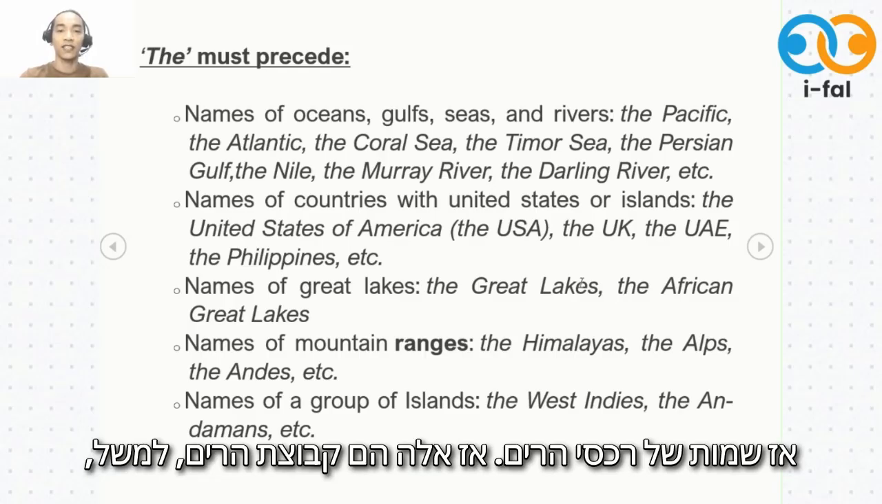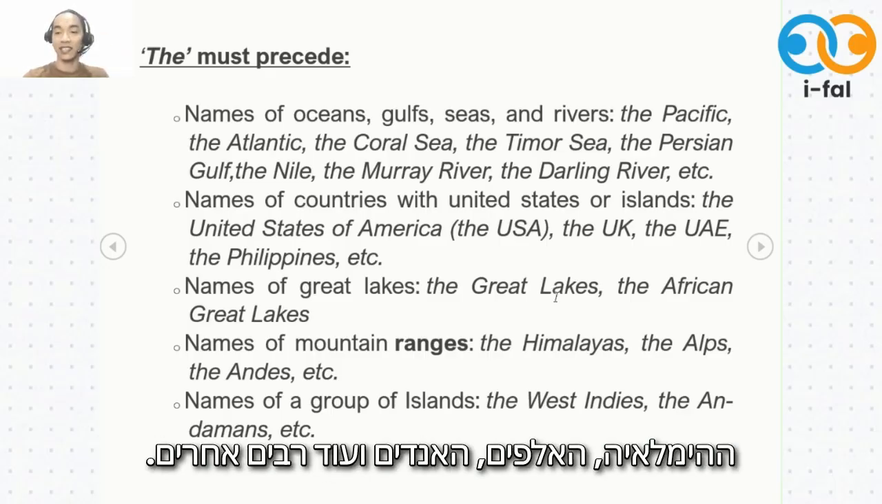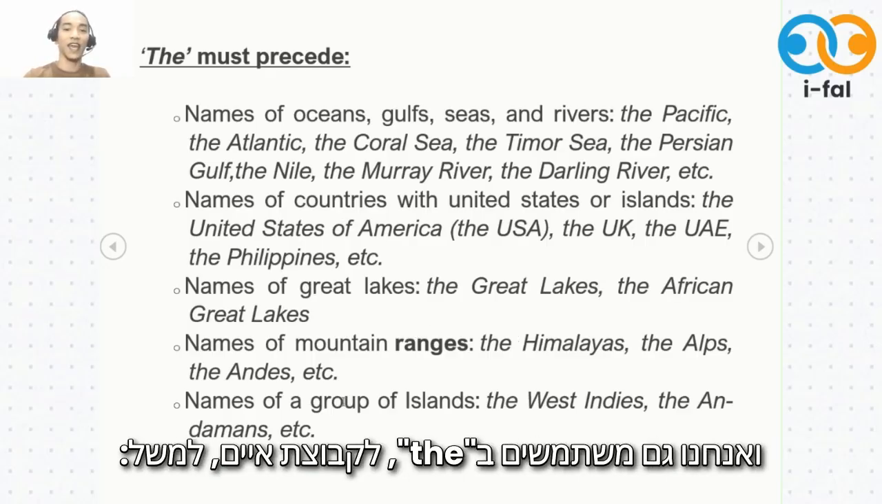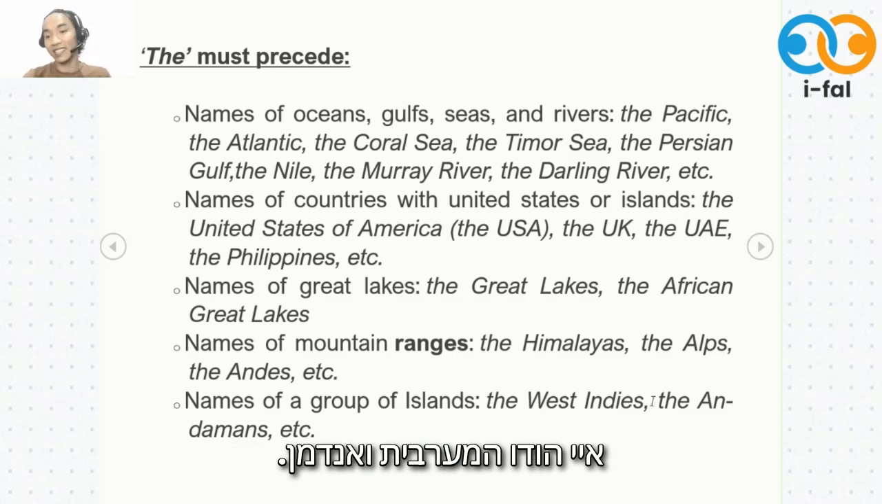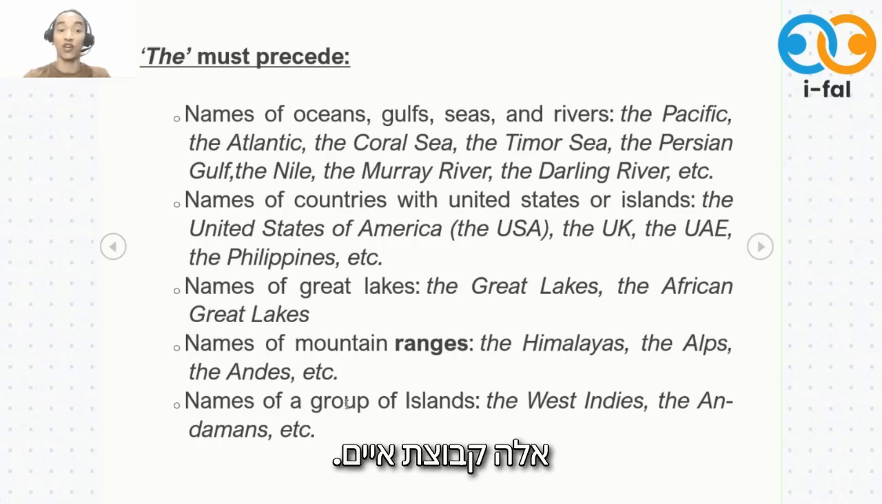So names of mountain ranges. These are groups of mountains. Example, the Himalayas, the Alps, the Andes, and many others, okay? And we also use the for groups of islands. Example, the West Indies and the Andamans, okay? These are groups of islands, okay?